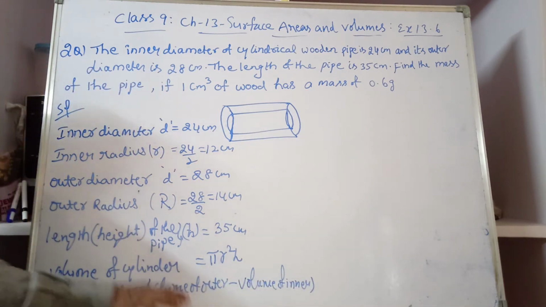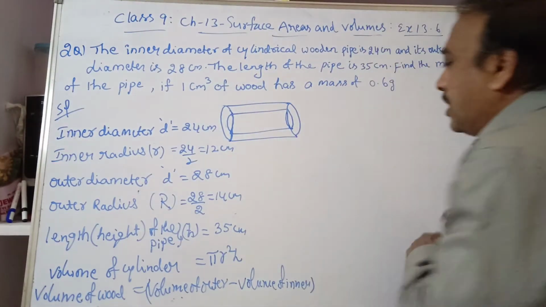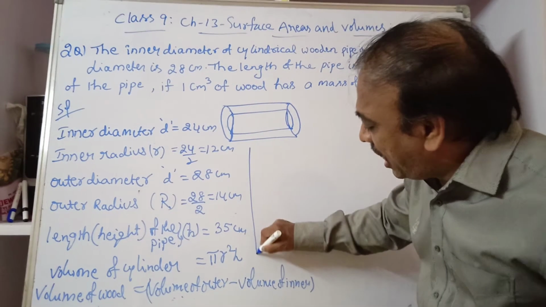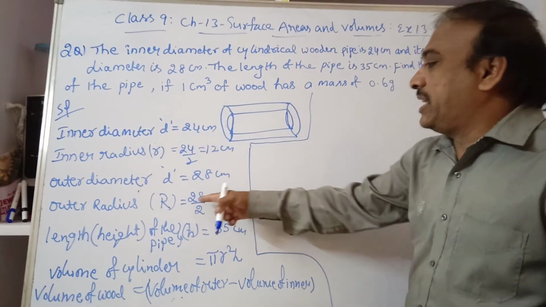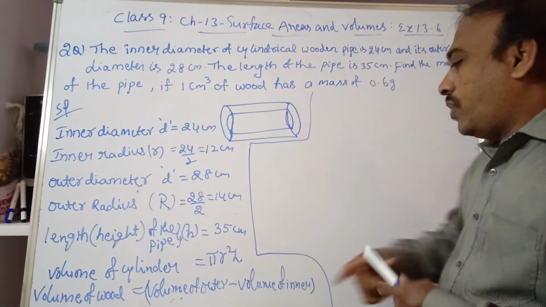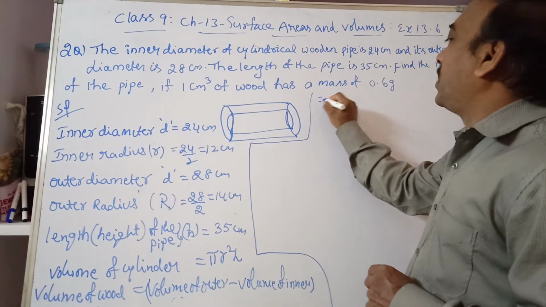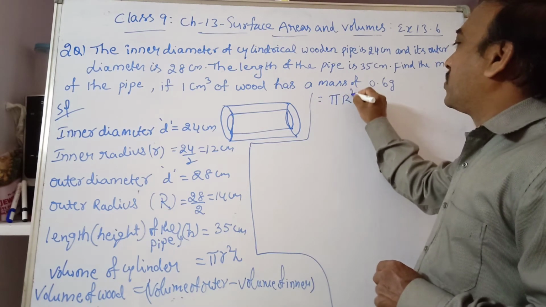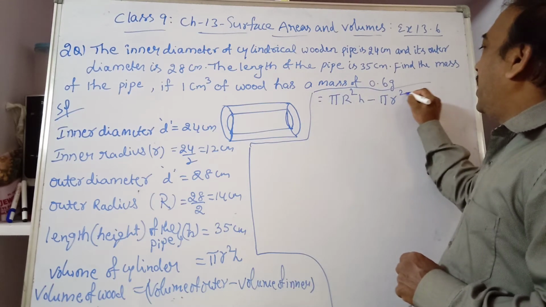Both are in cylindrical shape, so we have to calculate using the volume formula, which is pi r square h. We know the dimensions: one is bigger and one is small. Capital R is the outer radius and small r is the inner radius. So the volume of outer minus the volume of inner is pi capital R square h minus pi small r square h.